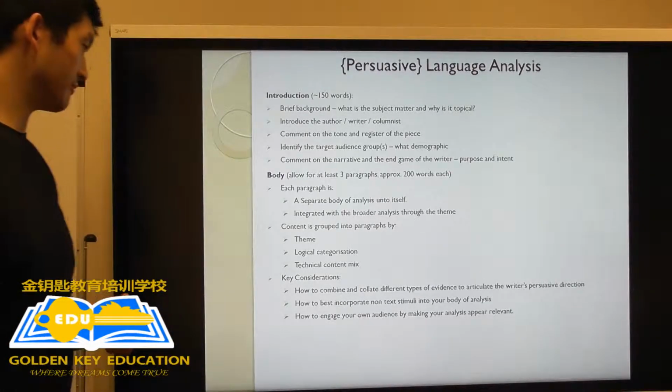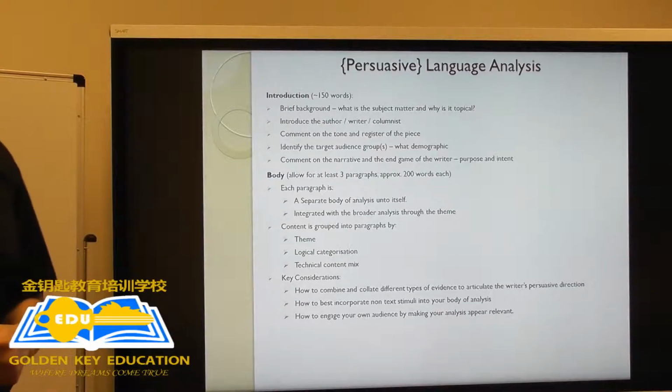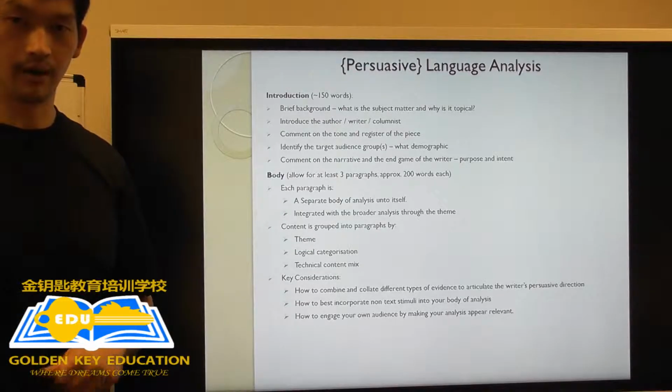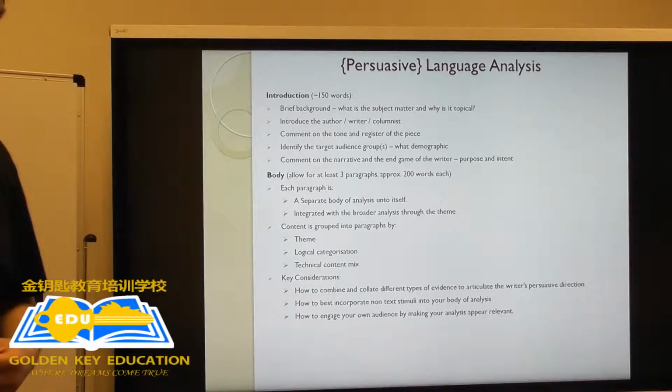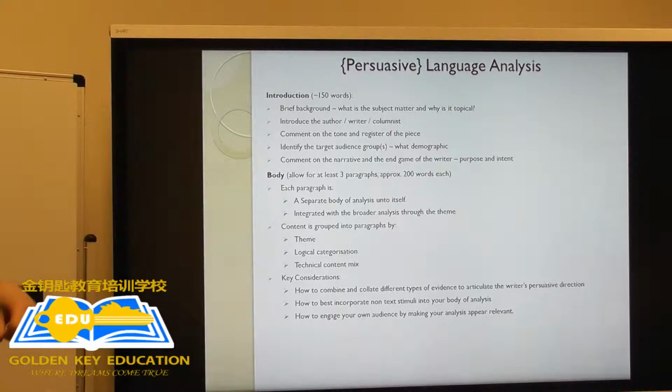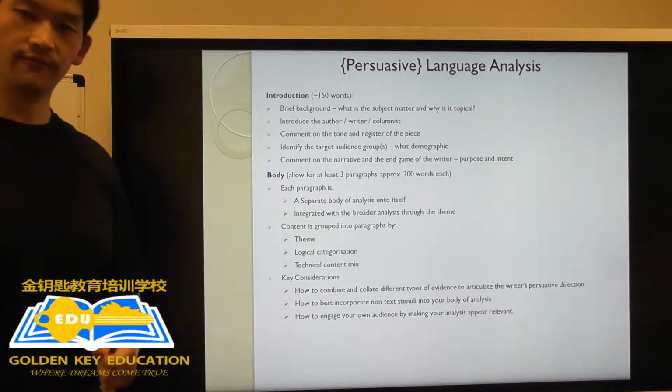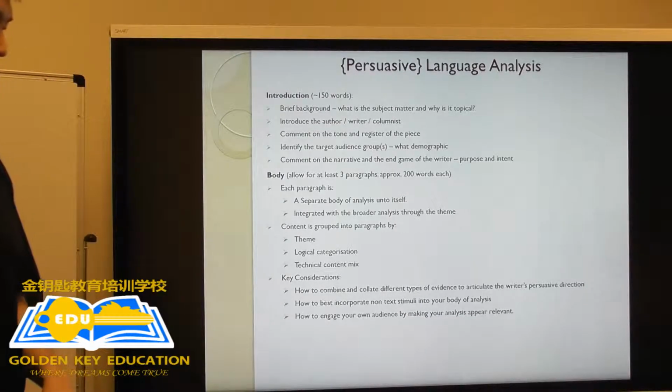in that one paragraph. What are the key considerations you should always keep in mind when writing your analytical paragraphs? You should combine and collate different types of evidence in order to fully and comprehensively articulate the writer's persuasive direction.